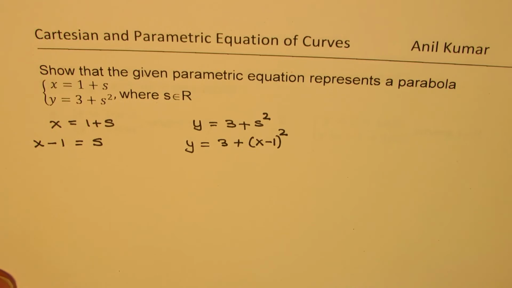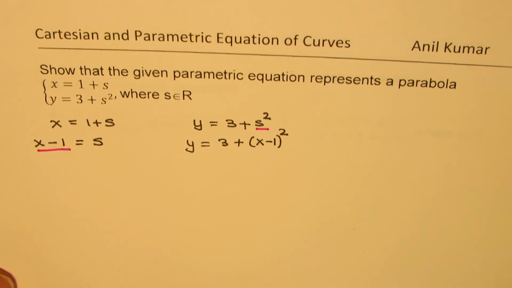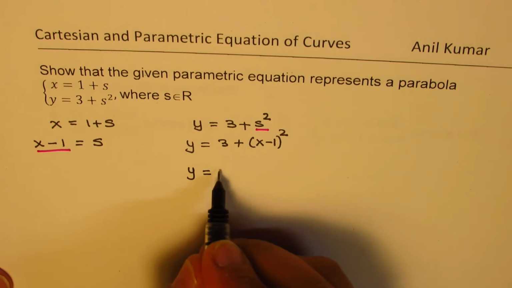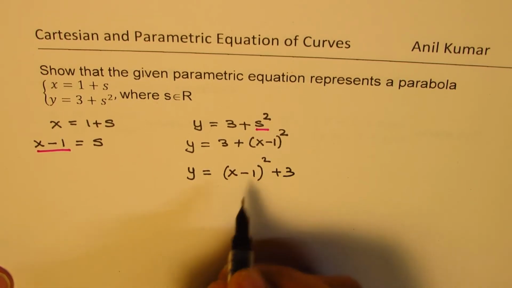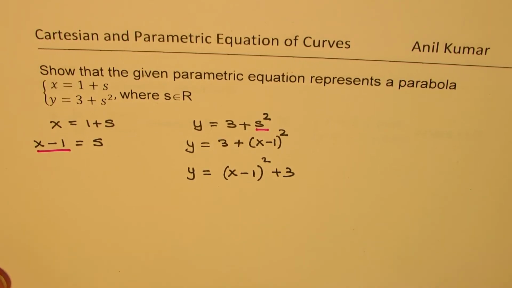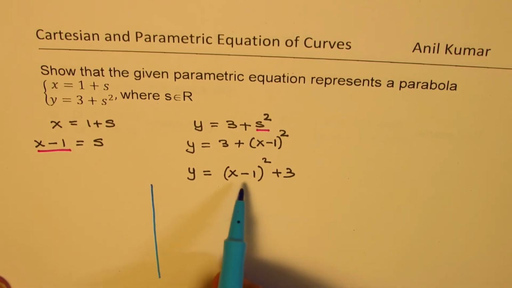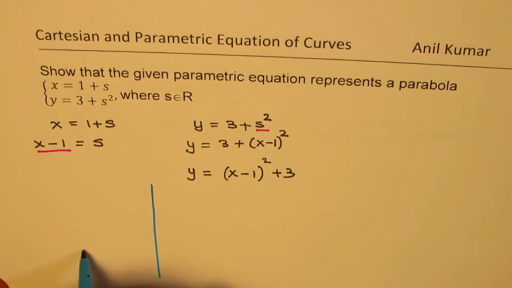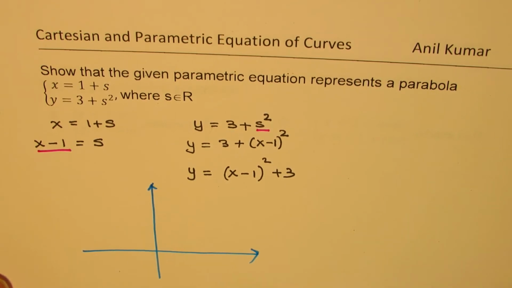So what we did was we substituted this value for s. Now what does that give you? So we have an equation here which is y equals (x minus 1) whole squared plus 3. Now that is a parabola, correct? That is a parabola. So we could now sketch this function. It is a parabola which has a vertex at (1, 3), right? And it goes up, right? So we could actually plot some points and also sketch.